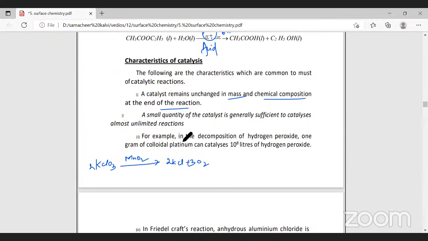Not only the amount, the chemical composition also remains the same, but the physical texture might have changed. The physical character might have changed, but the chemical character and the amount remain the same. This is the first property of catalysis.